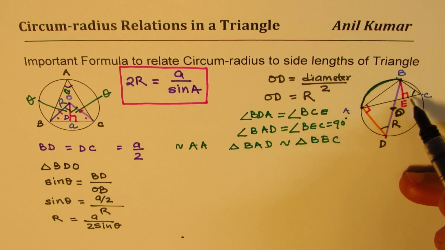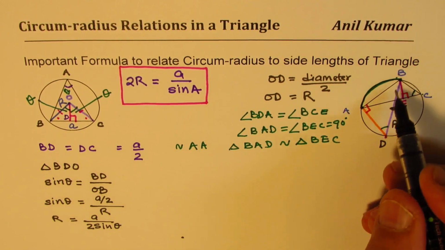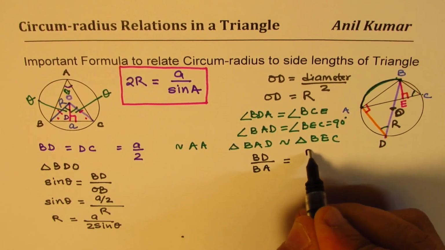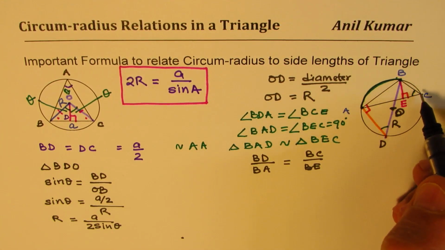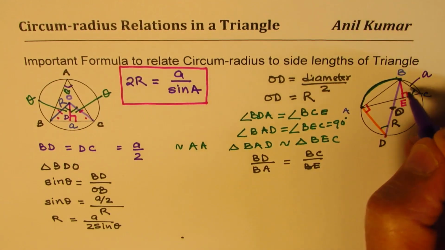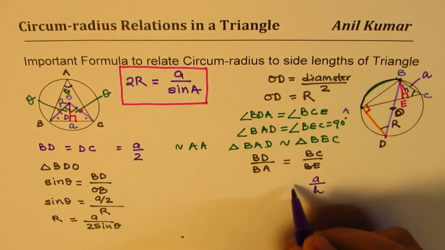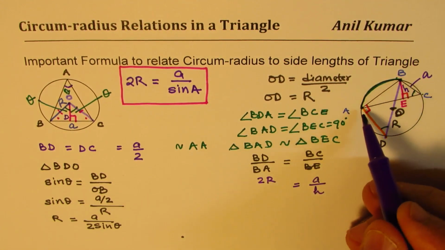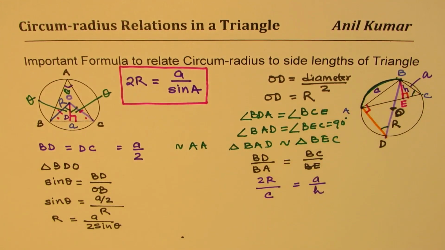Now once we show that the big triangle and the small triangle are similar, we can say that their sides are in fixed ratio, right? So what we have here is BD over BA is equal to BC over BE, right? Now, BC is the side opposite to A, so I'll call this lowercase a, and this I'll call height H. So we could write BC as a, BE as H. Now BD is 2 times R. And BA is the side opposite C, so we'll name this side c. We just name them as per our triangle sides.